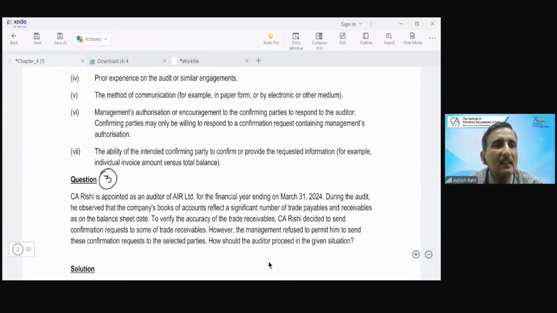However, if he thinks that management's request is unreasonable, that management is just making lame excuses, then obviously he would see how it is going to affect his procedures and how his procedures need to be modified, and ultimately he would also see what the implications are for his opinion in the auditor's report. Because by doing so, the management is imposing a sort of limitation on his work. Clear, students?